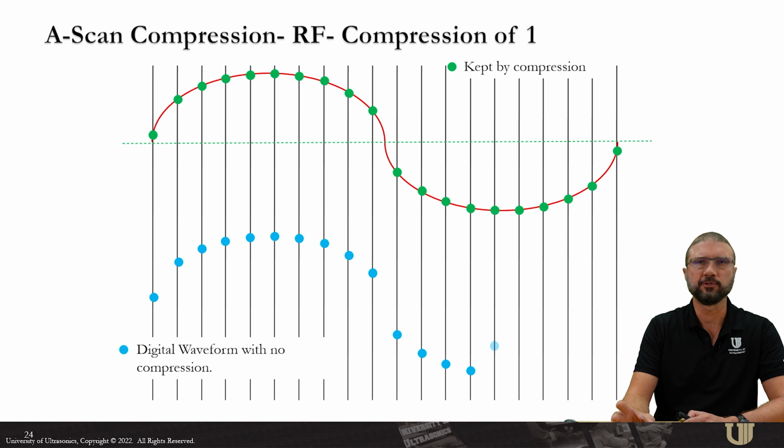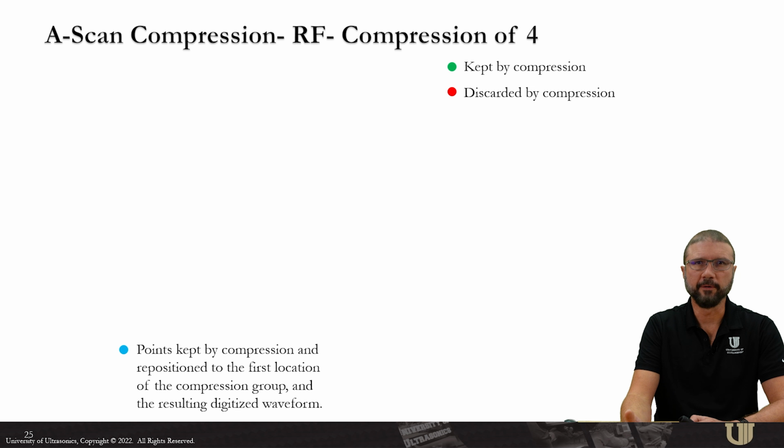The resulting digital waveform after compression, shown in blue on the bottom, is essentially drawn out by connecting the dots between samples, and in this case results in a digital representation that has excellent fidelity when compared to the original analog. For this one, I'm simulating a compression of 4.